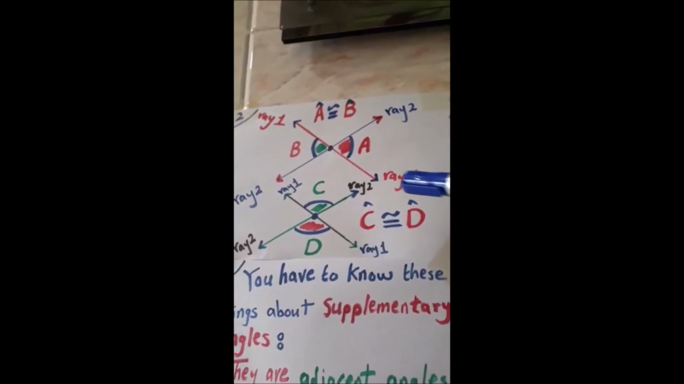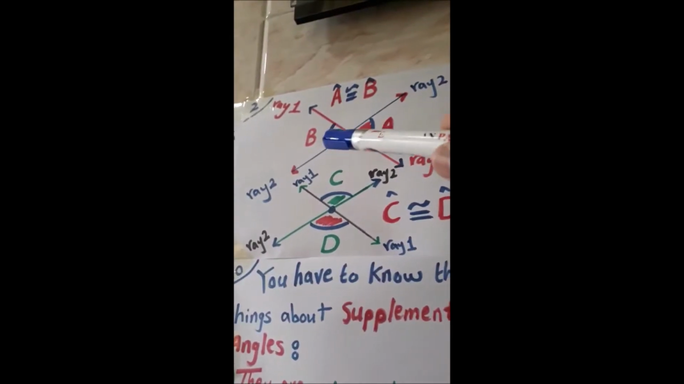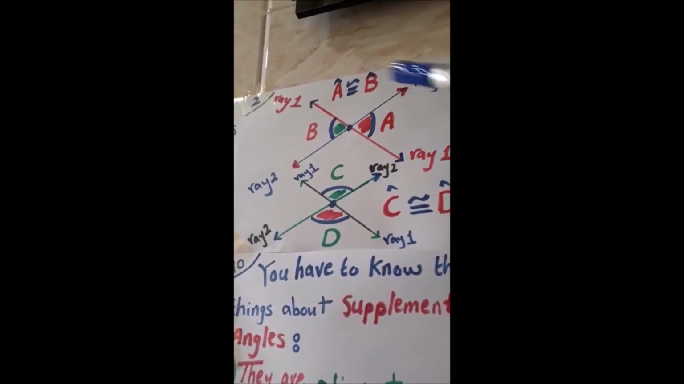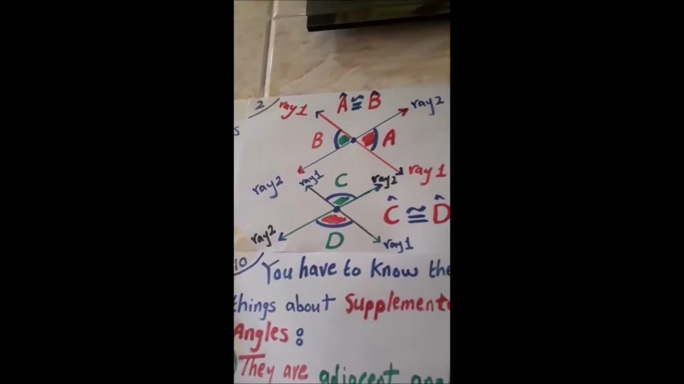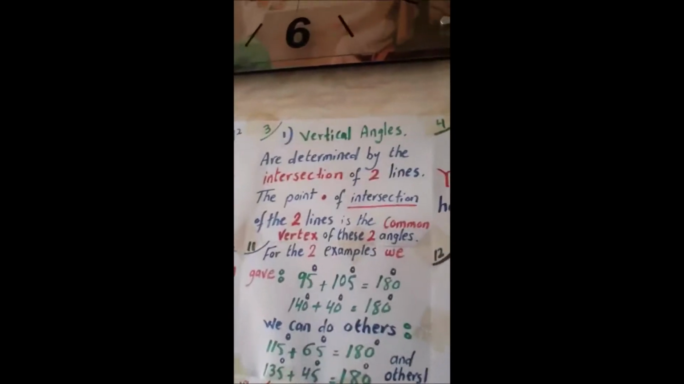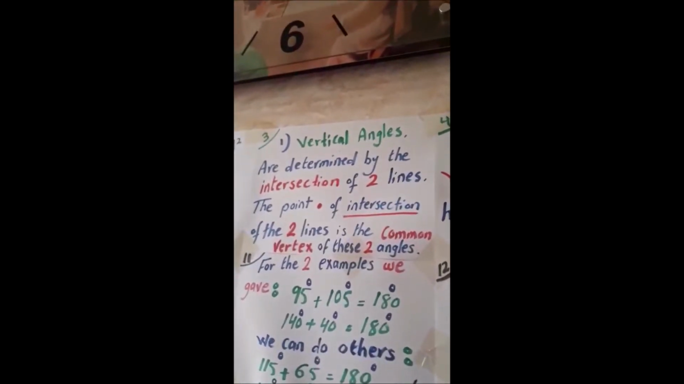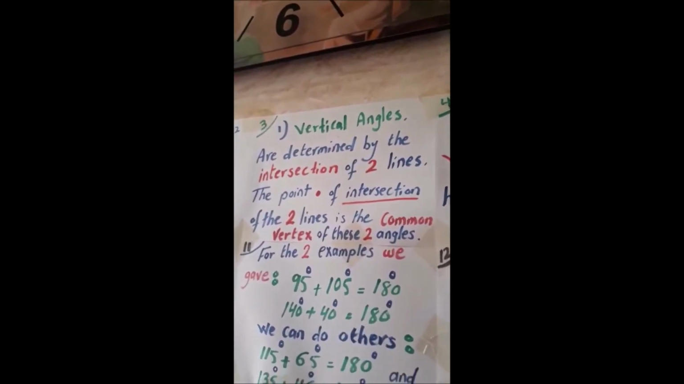Yes, we have two lines, they intersect, and we have angle A with angle B. As you see, they are acute and they are vertical. And if you look at angle C and angle D, they are obtuse and also they are vertical angles. So for vertical angles, it says that they are determined by the intersection of the two lines.